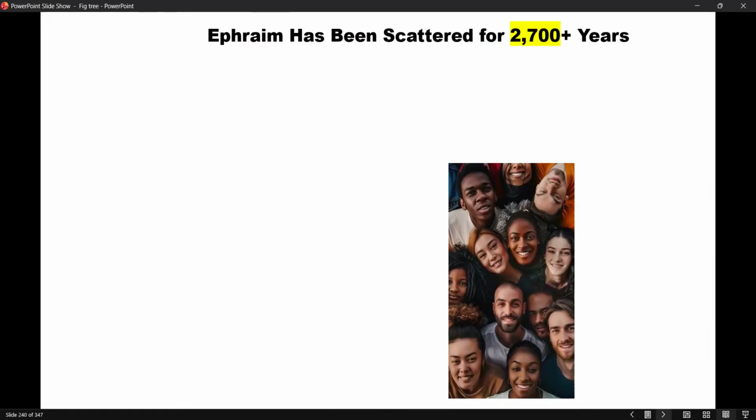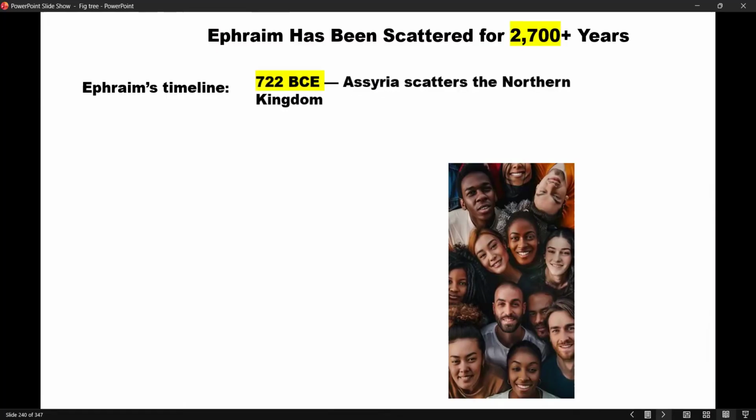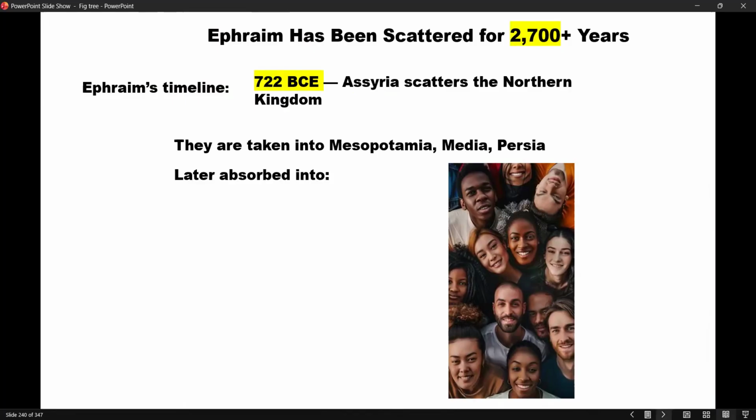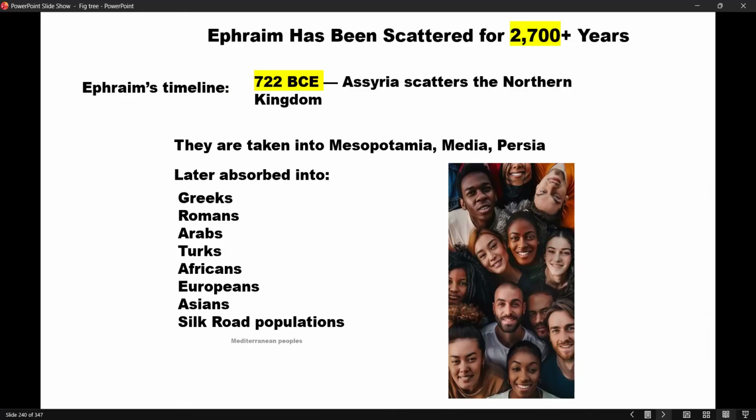Ephraim has been scattered for 2,700 years. Ephraim's timeline: 722 BCE, Assyria scatters the northern kingdom. They are taken into Mesopotamia, Media, Persia, later absorbed into the Greeks, the Romans, Arabs, Turks, Africans, Europeans, Asians, Silk Road populations, Mediterranean people. Now, if we look at this, they scattered and they just took so many of them and put them over here. So many of them put in Mesopotamia, some in Media, and some in Persia, and then it even broke down into smaller factions and they were put amongst the Greeks, the Romans, the Arabs, the Turks.